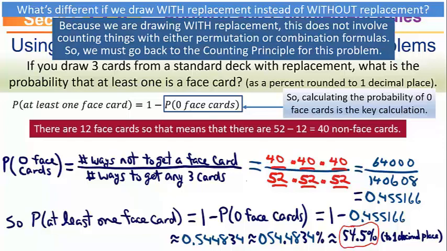So if you draw 3 cards from a standard deck with replacement, the probability that at least one is a face card is over 50%, 54.5% approximately.